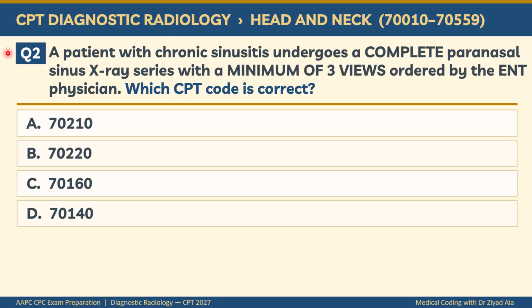Question number 2. A patient with chronic sinusitis undergoes a complete paranasal sinus X-ray series with a minimum of 3 views ordered by the ENT physician. Which CPT code is correct? Pause the video, take the CPT code book and find the answer. So here you had to highlight complete paranasal sinus X-ray series with a minimum of 3 views. Again, all answers are adjacent codes, so you can use the elimination method for the exam. But for the real working scenario, you have to use the CPT alphabetic index.